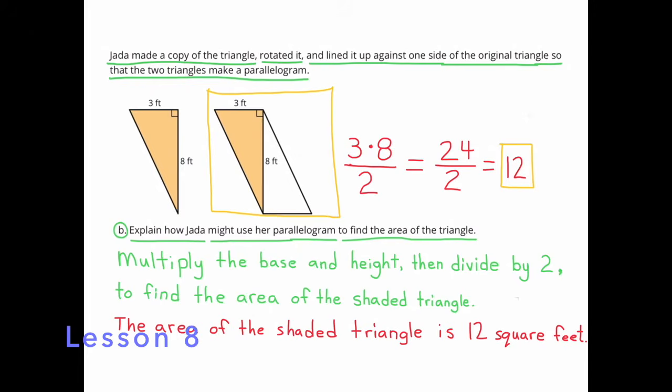But since this area is twice the size of the area of the original triangle, we'll have to divide that by 2. 24 divided by 2 is 12. The area of the original triangle is 12 square feet.